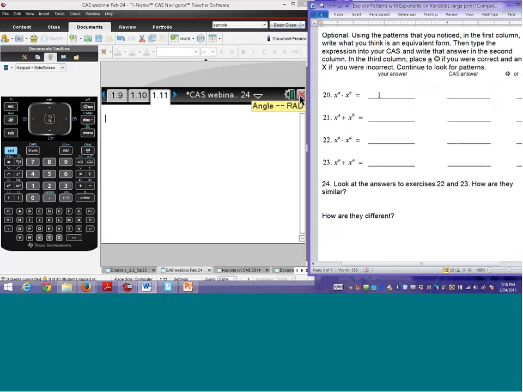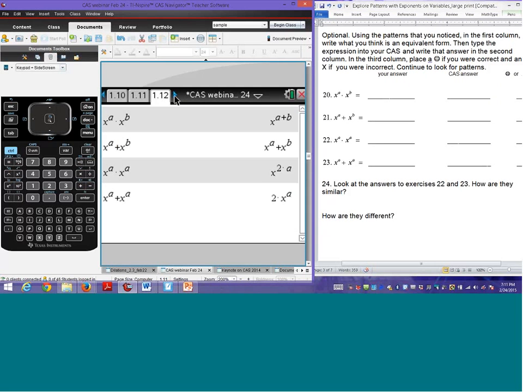So they would write in what they think the answer is, type this into the computer algebra system, write that answer, and see if they agree. I think I already did this one on this page. Yes, I did. So you can see that this computer algebra system is able to generalize also.